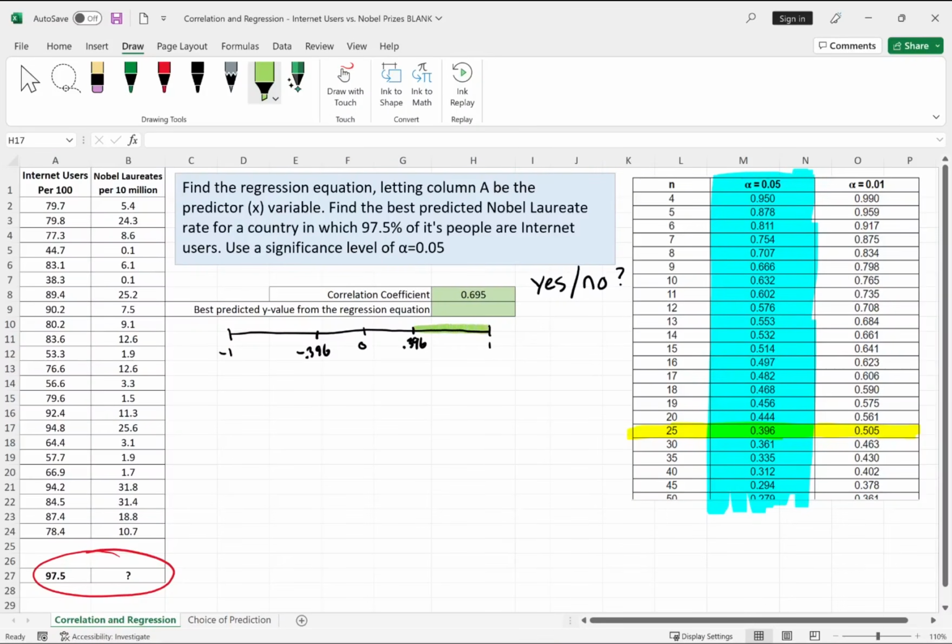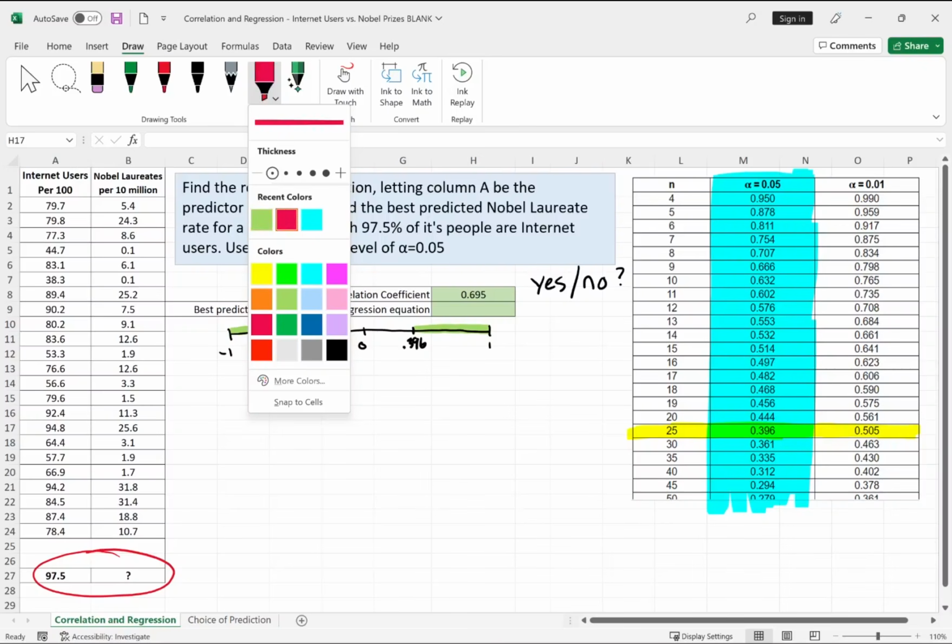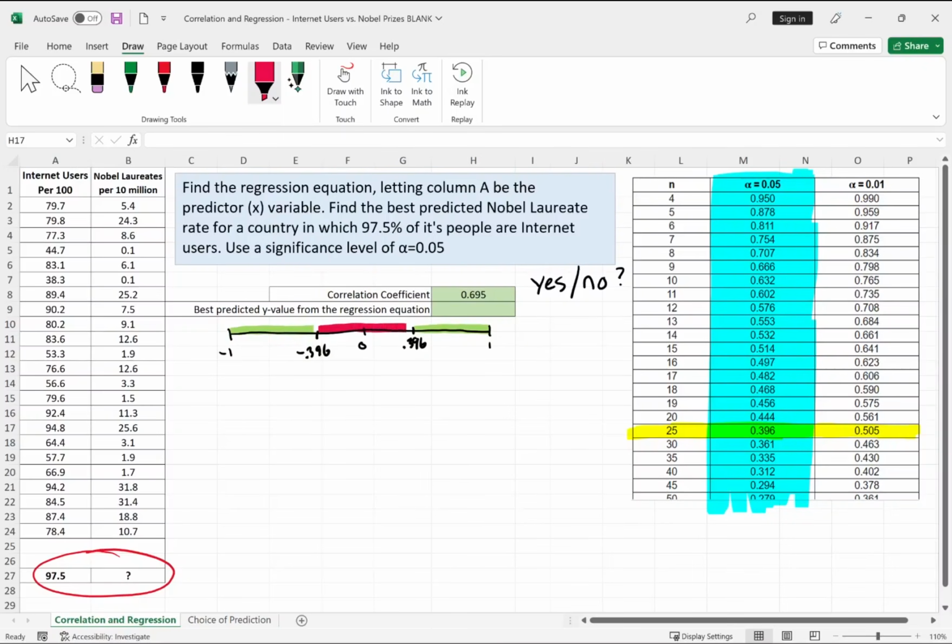So anything to the right of 0.396, we would say, yes, there's a correlation. Anything to the left of negative 0.396, we would say, yes, there's a correlation. Anything between them, we would say no. And our correlation coefficient is definitely in the yes range. So that's R equals, what did we get? 0.695. Okay, so our correlation coefficient is to the right of the positive critical value.